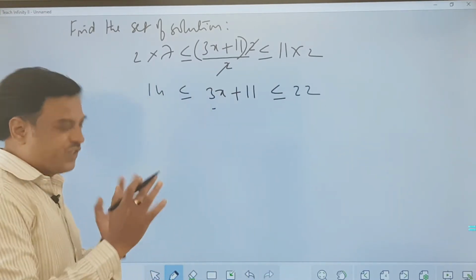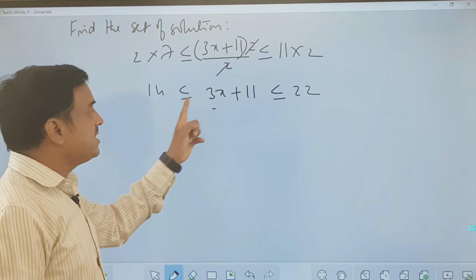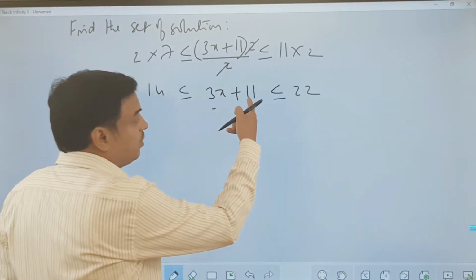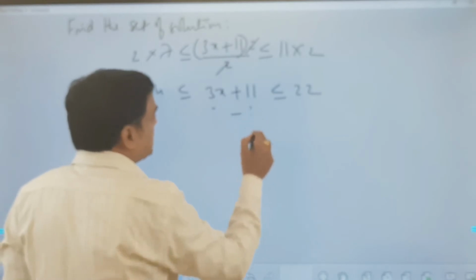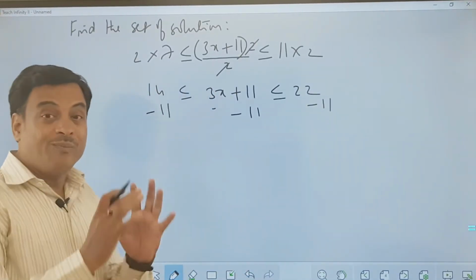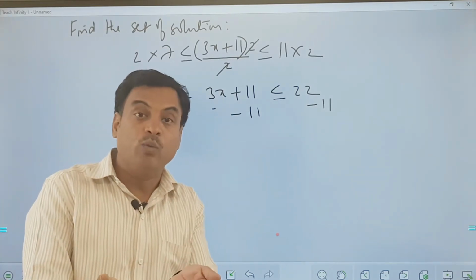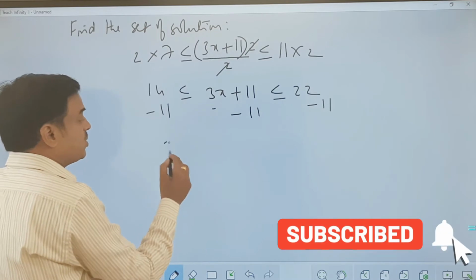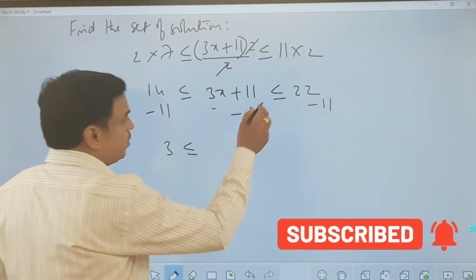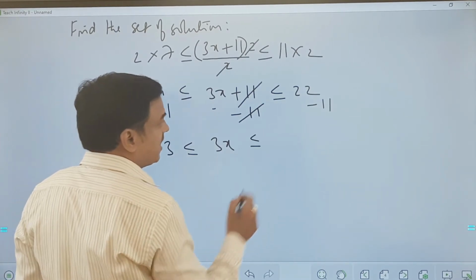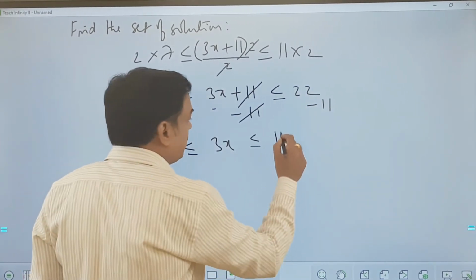Now you can cross check once. 14 is less than or equal to 22, that's fine. No problem. Now here, in order to remove this 11, I'll subtract 11 here and here. If you're simply adding or subtracting, the inequality won't change. So now 14 minus 11 is how much? 3 less than or equal to, plus 11 minus 11 gets cancelled. You get 3x less than or equal to 22 minus 11, which is how much? 11.